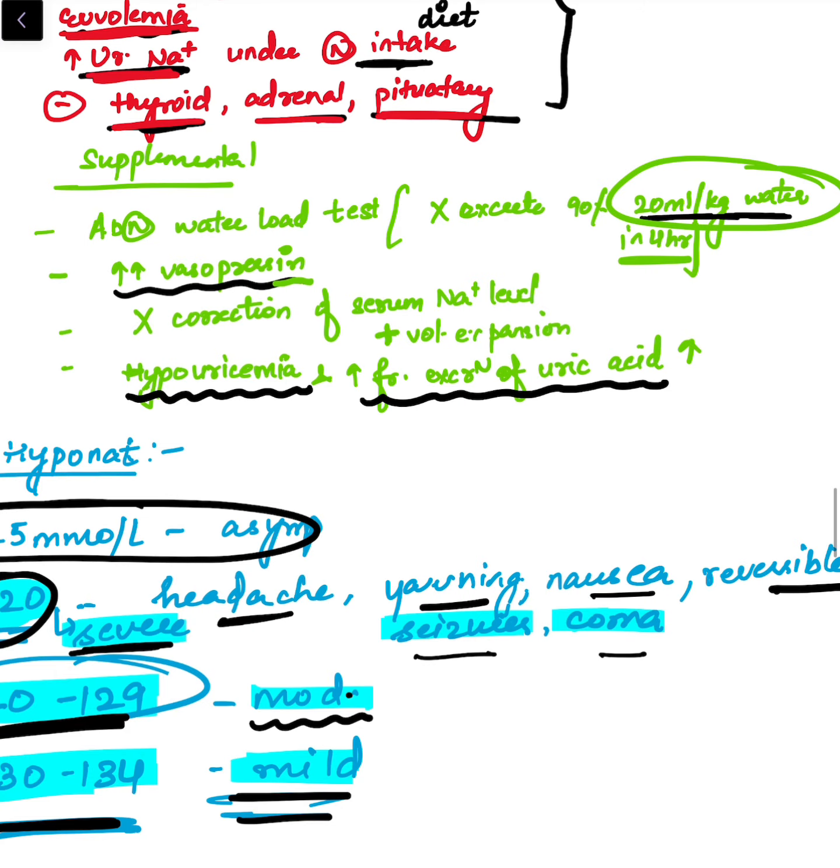There can be supplemental criteria, like an abnormal water load test. If the patient has taken 20 ml per kg of water, in 4 hours, less than 90% is excreted. Also an increase in the vasopressin level, inability to correct serum sodium level, and hypouricemia. Cerebral salt wasting too has hypouricemia.